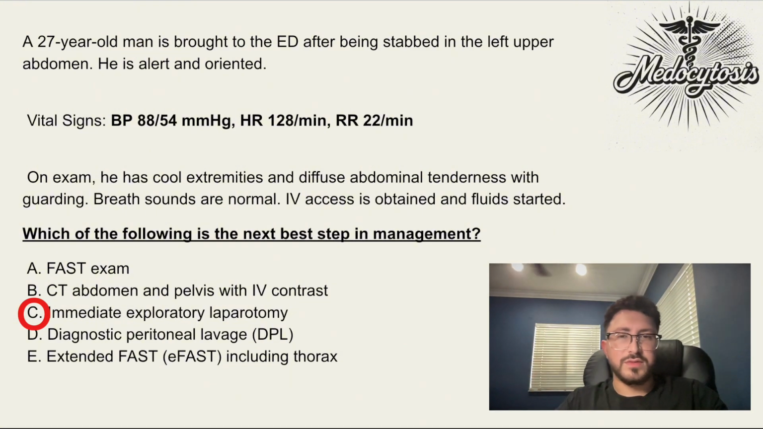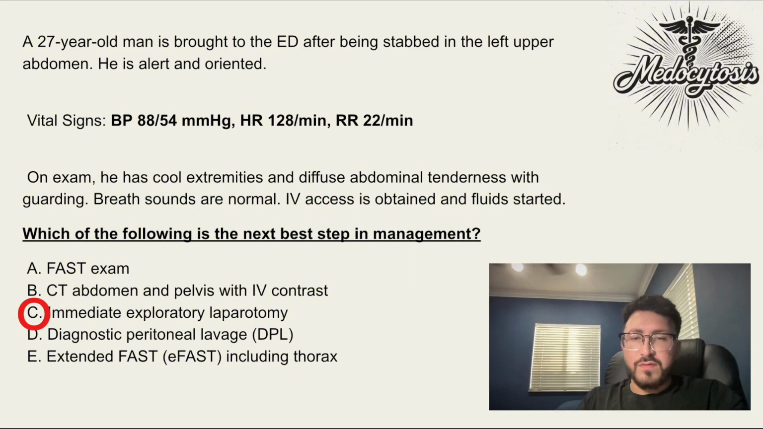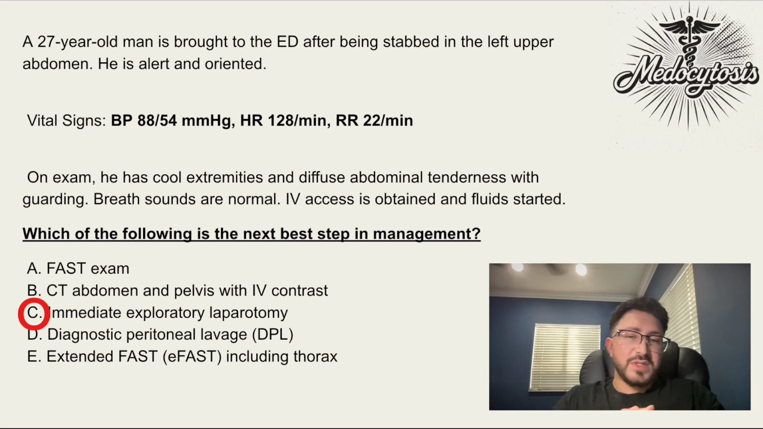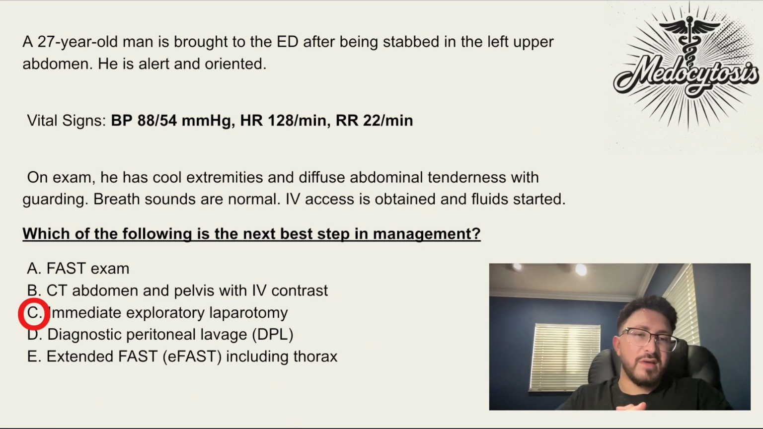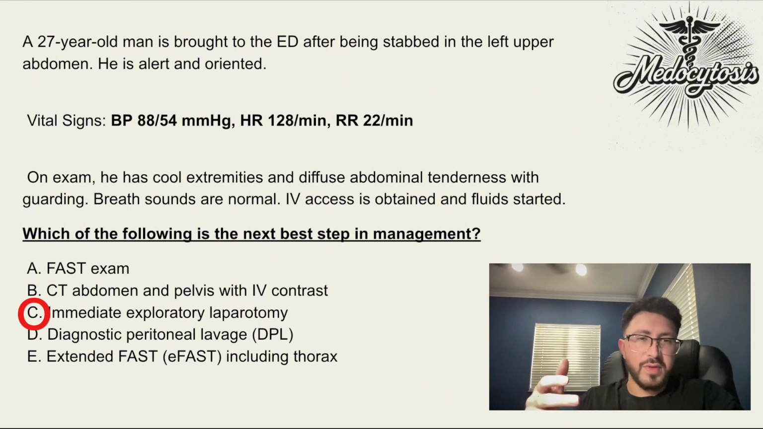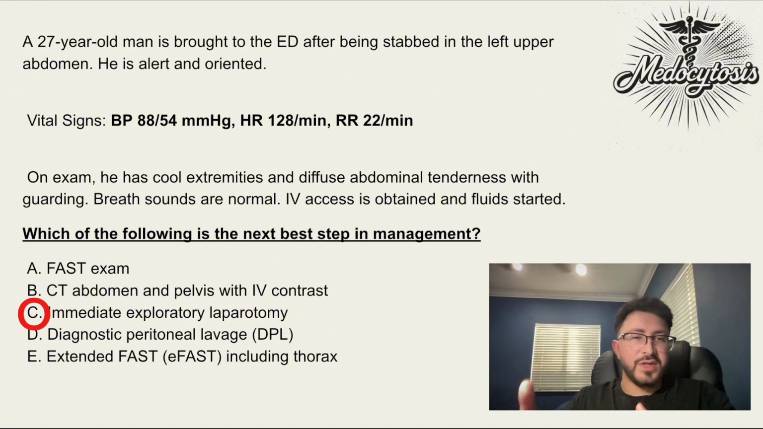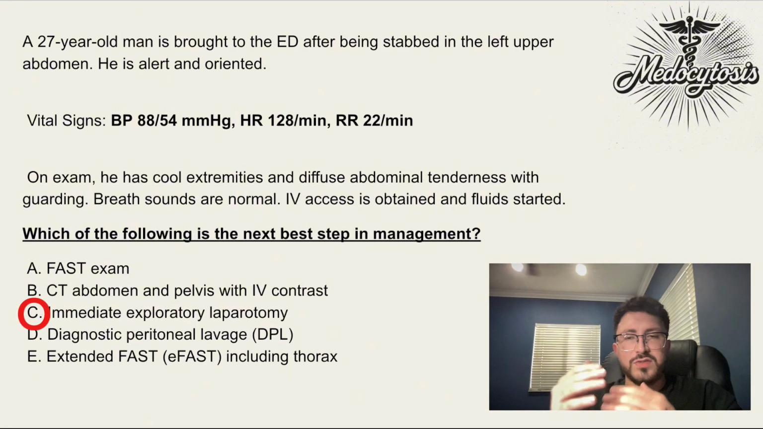And last but not least, we have extended FAST, or EFAST. This is basically the same as option A, however, it adds the evaluation of pneumothorax and hemothorax. But again, this is unnecessary because the source of instability is coming from the abdomen. That's where the stab happened. And he has peritoneal signs. He's guarding. He has abdominal tenderness. So you don't need more imaging. You need definitive management in this situation. So the best option is C here.